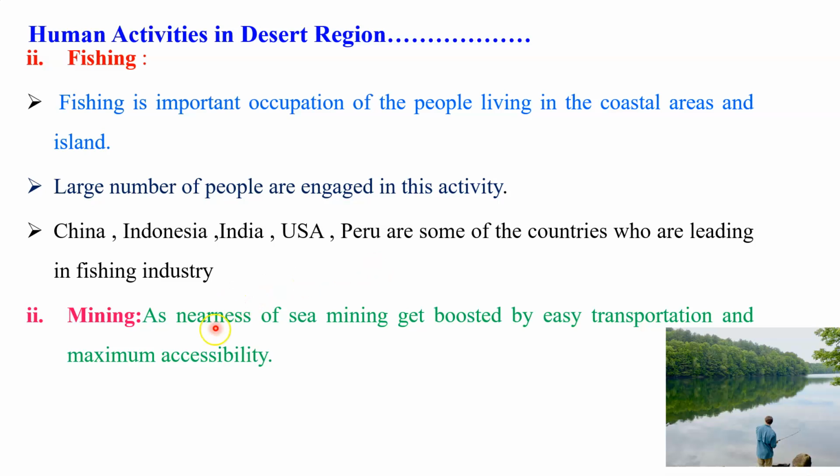The third important occupation of the human being is mining. Mining is also a very important occupation that we observe in the coastal area, because of sand mining and mineral oil mining, these are the two areas. You know that this location is very favorable for sand mining and mineral mining. Therefore, in a country like Australia, we have USA, Canada, even some part of India also, we have this type of mining. So this is also an important occupation.